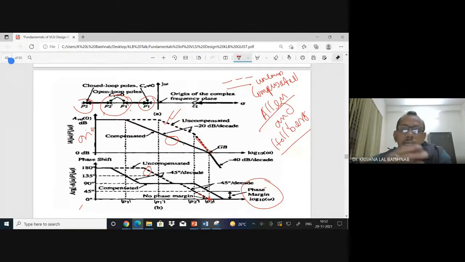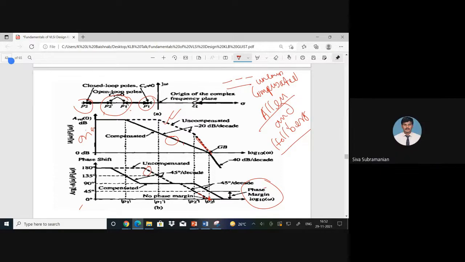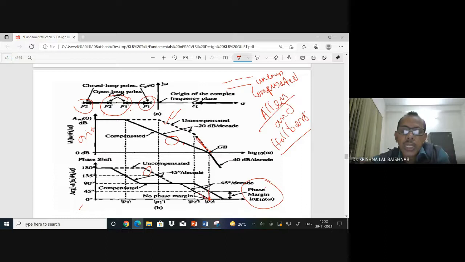So they have done some calculations and used a compensation technique. They changed the poles and zeros to different locations, and finally you see that in the compensated one there is a phase margin. Any question, please?